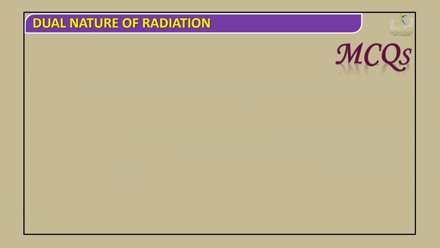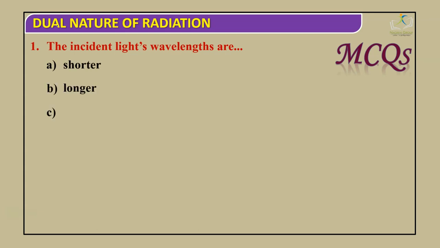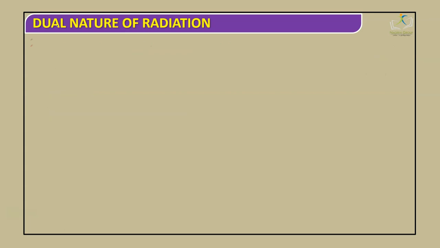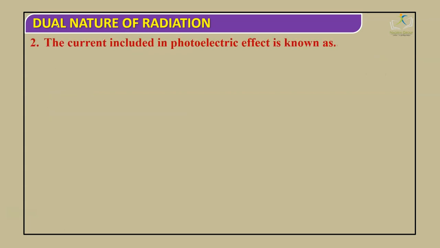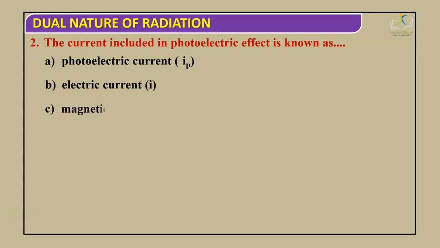Now let's take some MCQ questions. The first question is, the incident light wavelength is shorter, longer, both shorter and longer, none of these. The correct answer is shorter. The current induced in the photoelectric effect is known as photoelectric current IP, electric current I, magnetic current, or none of these. The correct answer for this question is photoelectric current IP.